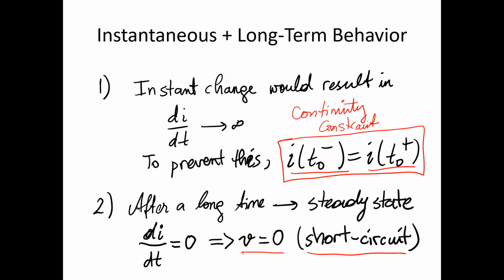So what that means is that when all the transients have died down in steady state, the inductor essentially behaves like a short circuit. It won't permit any voltage across the inductor, but it will just directly pass whatever branch current is going through it.